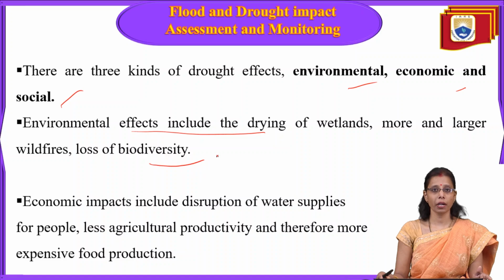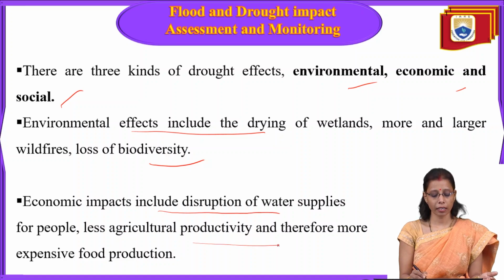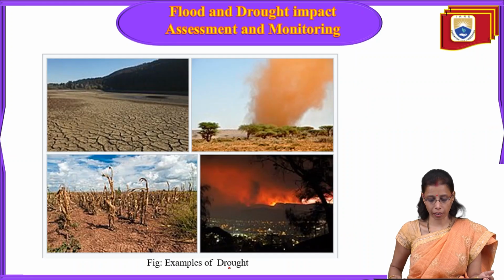So it will affect biodiversity. Wetlands will be drying, larger wildfires will occur, and there is no habitat for biodiversity. Economic impacts include disruption of water supply for people, less agricultural productivity, and therefore more expensive food production. Now these are examples of drought conditions. If you see here, these are four types of examples we can see of drought conditions.